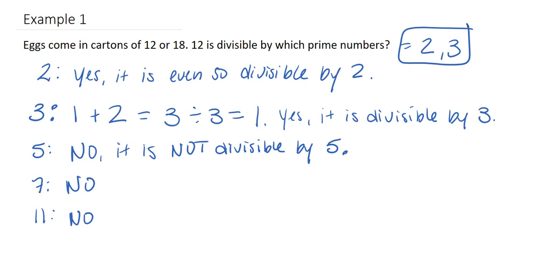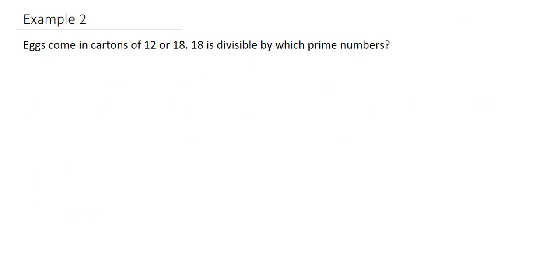Now let's look at another example. Example 2. Eggs come in cartons of 12 or 18. 18 is divisible by which prime numbers? We're going to go over the tests again. So we look at 2, and we see that 18 is even because it ends in an 8. So it's divisible by 2. Yes, it is even, so divisible by 2.